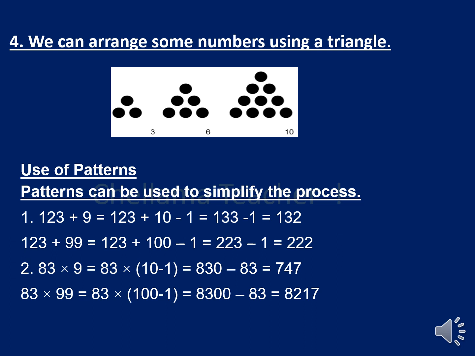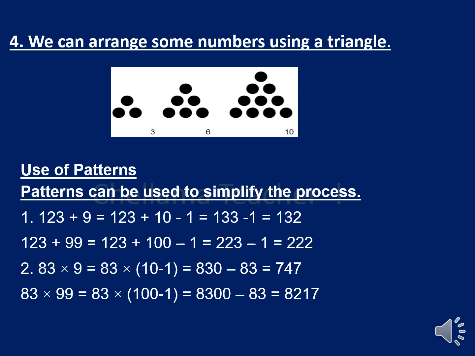Uses of patterns. The patterns can be used to simplify the process. Let's see one example. 123 plus 9 is equal to 123 plus 10 minus 1, which is equal to 133 minus 1, which is equal to 132, which is easy for doing addition for big numbers. The same thing we can try in another way. 123 plus 99. So 123 plus 100 minus 1. So 223 minus 1 is equal to 222.